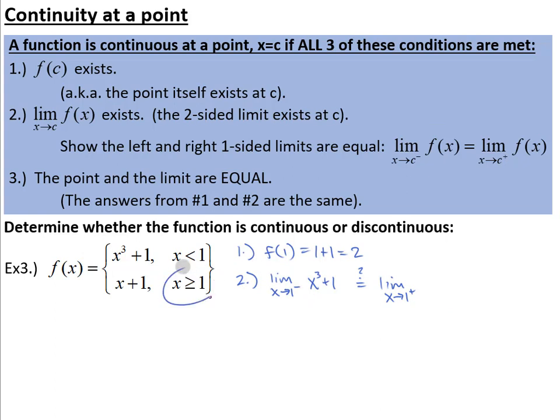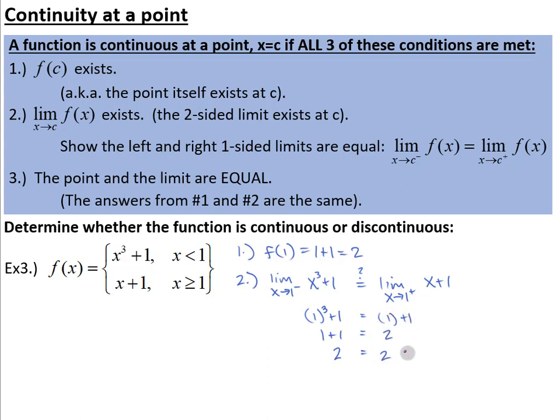And if we're approaching it from the right, these are the values that we would graph right from 1. So this is the function we would use, x plus 1. So remember, when we're finding a limit, the first thing we can do is just plug in, of course. So here we plug in 1 cubed plus 1, which is 1 plus 1, or 2. And again, we're checking, are these equal? Over here, we plug in 1 as well. We get 1 plus 1, which is 2.